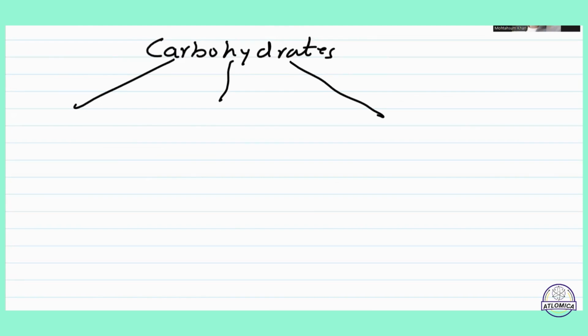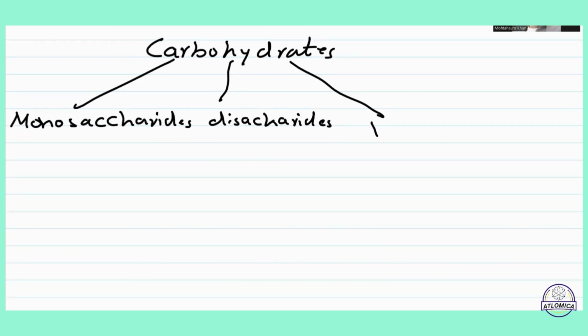How many types of carbohydrate are there? Three. One is a monosaccharide, then another one is a disaccharide. I'm not sure if I'm correct with the spellings, but we're always pardoned for our spellings. Third one is polysaccharides. There are three types of carbohydrates: monosaccharides, disaccharides, and polysaccharides. Let's discuss monosaccharides first.